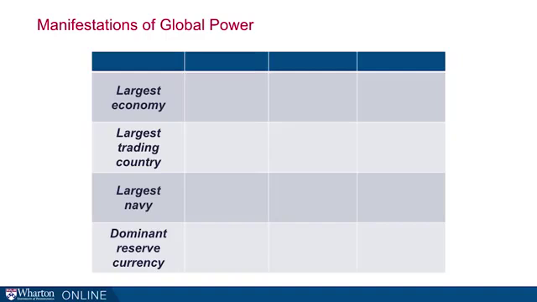I would like you to consider 3 different time periods. The 19th century until World War I, that's the first one. The second one is the post-World War II period until the turn of the 21st century. And the third one is the situation today. So, my question to you is, let's start with the first row. Which is the largest economy in the world during each of these time periods?